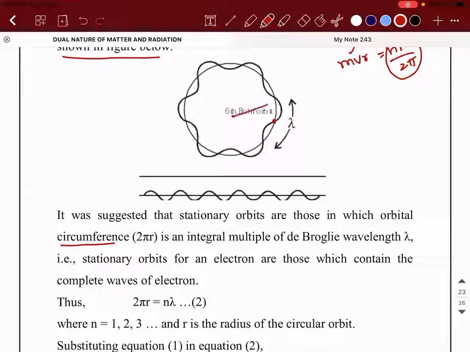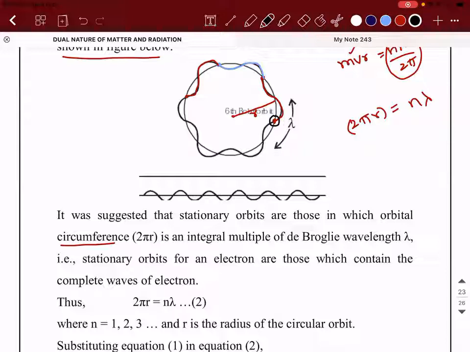So if I take the radius of that orbit as r, then the orbital circumference is going to be 2 pi r. So this 2 pi r should be an integral multiple of wavelength. Means if an electron starts here, see, observe, this is one wave, this is the second wave, this is the third wave. Like this, if the electron has to come back to the point where it started, it should be able to complete in such wavelengths.